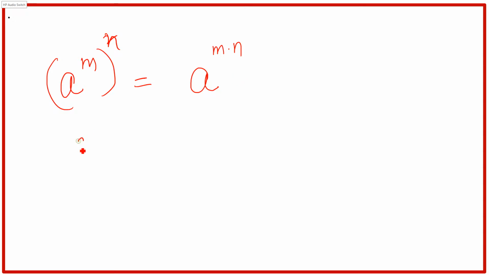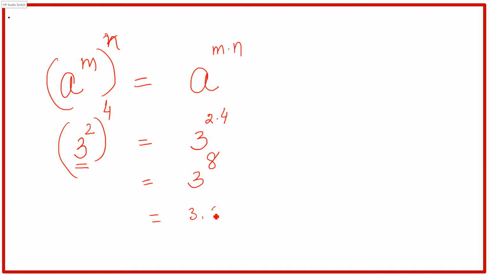Here I will give you an example. Suppose I have 3 raised to power 2, and then this power is 4. So it will be equal to, this is the base 3, you have to multiply. This is m, this is n. So 2 multiplied by 4, which is equal to 3 raised to power 8. Now you have 3 eight times: 3 multiplied by 3, 3, 3, 3, 3, 3, 3, right? You cannot say that 3 8 times is 24. No, it means you have 3 eight times.